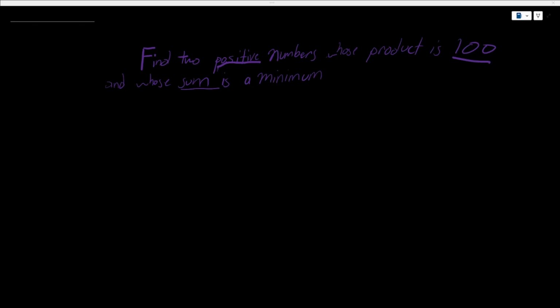Let's look at a simple optimization problem. Find two positive numbers whose product is 100 and whose sum is a minimum. So let's start off by finding our two functions. Our product is 100, that's going to be one function. So let's say two numbers, x and y, their product is going to be equal to 100, and whose sum is a minimum. Well, our sum is just going to be equal to x plus y.